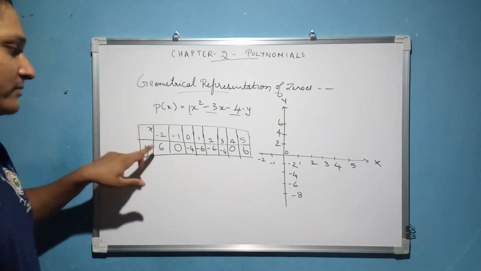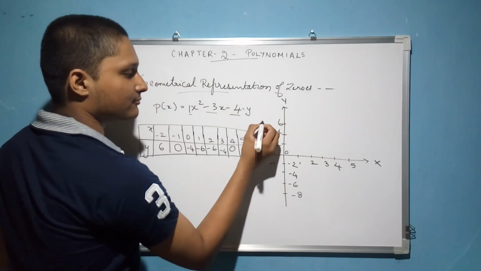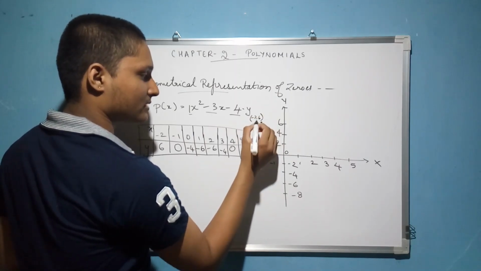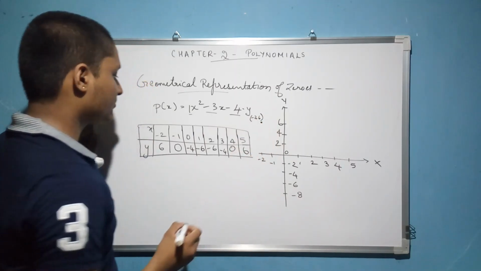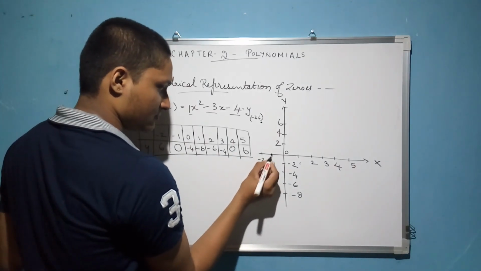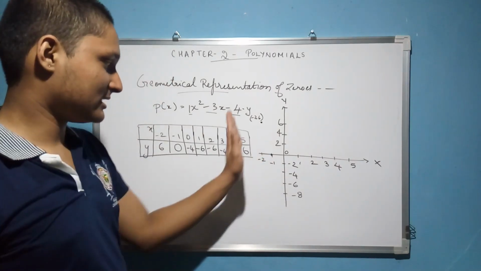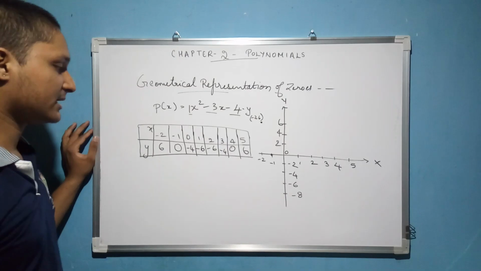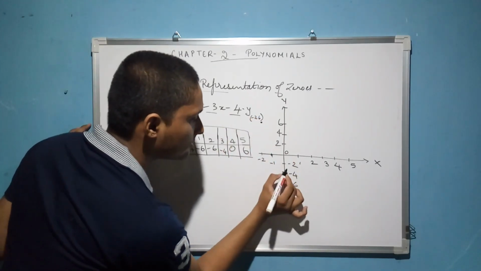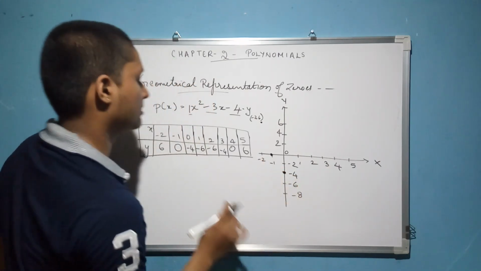This is -2 and 6. So it is -2 and 6 steps upwards. It comes here, -2, 6. Then -1, 0. That is on the x-axis itself. I need not write the coordinates, otherwise it'll take a lot of space. Then 0, -4. 0, -4 is this point. I'll just mark it big.